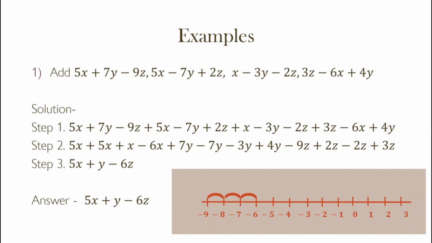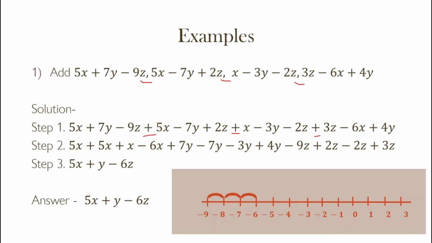As the rule says, first of all, we will collect the like terms. Since we have to add, in place of these commas, I am inserting the addition sign, right? And in the second step, what will we do? We'll collect the like terms together.